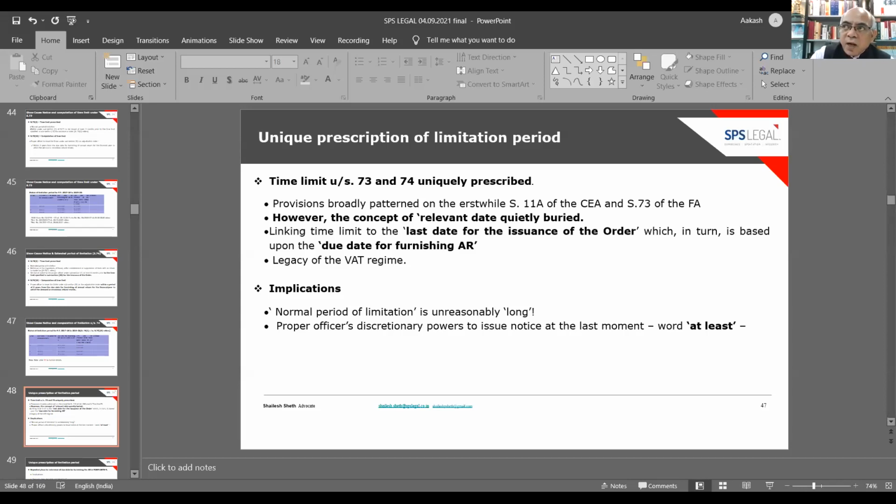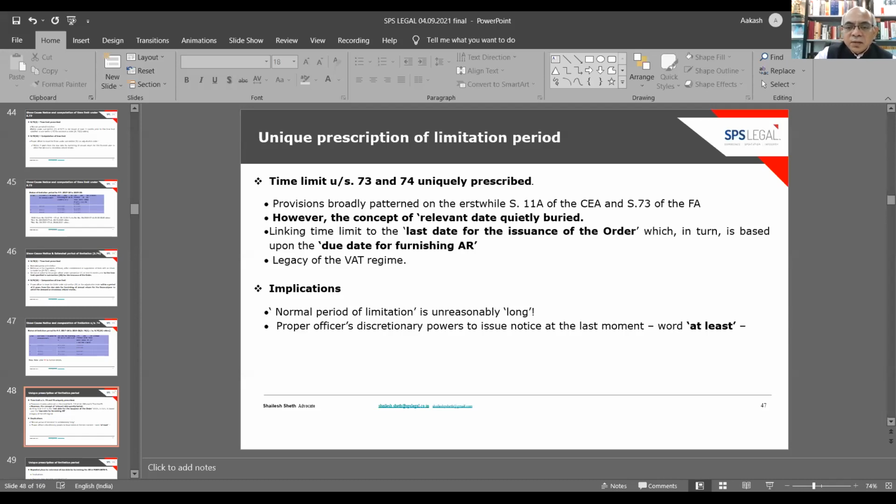And then he has to pass an order within the 3 years for a normal case or 5 years in an evasion case. He will have hardly 3 months or 6 months to adjudicate the matter, and in haste, in a very, very mechanical manner, the orders are likely to be passed. This has been happening in VAT. This can happen even under GST. I have no doubts about that.